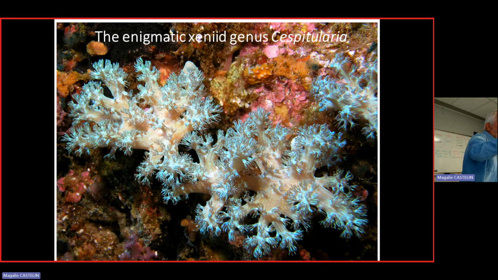The type is of Quoy and Gaimard. It does not exist. Considered lost. I checked it very carefully. Spent a day on that. Couldn't find it. The description doesn't make sense for a xeniid. So we have no idea what material was described by Quoy and Gaimard. It's not a xeniid.